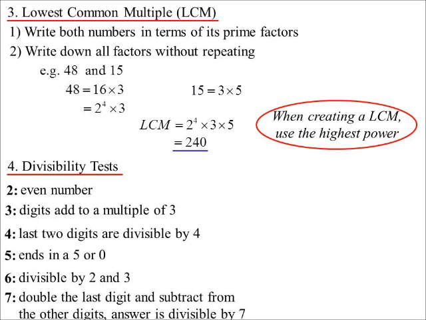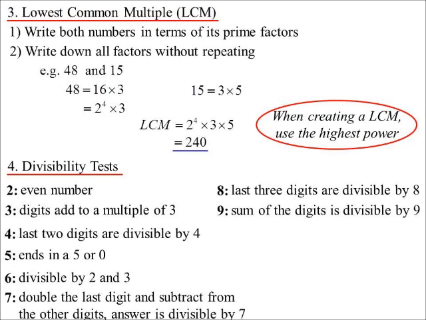8. Yes, now we go to the last 3 digits. That should be divisible by 8. 9. Yes. This time, the sum of the digits is divisible by 9. And I guess that is because 9 is 3 squared. So you get a multiple of 3, but 3 squared.